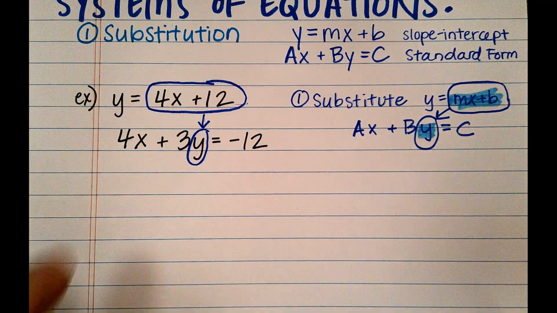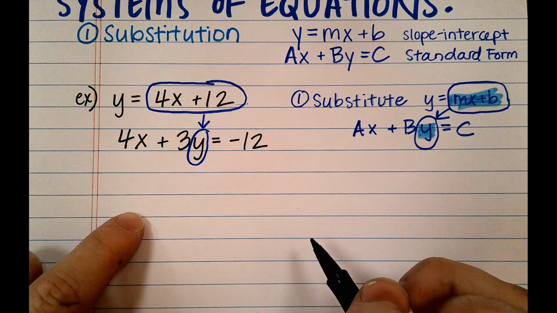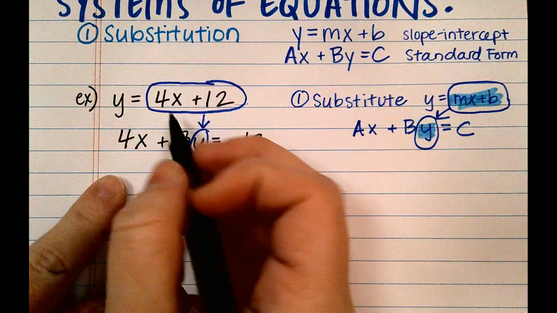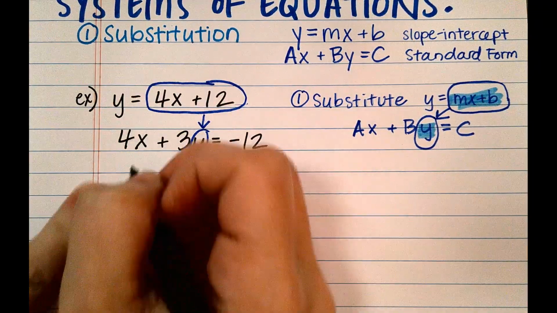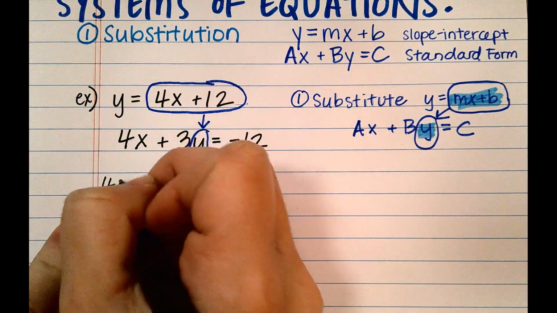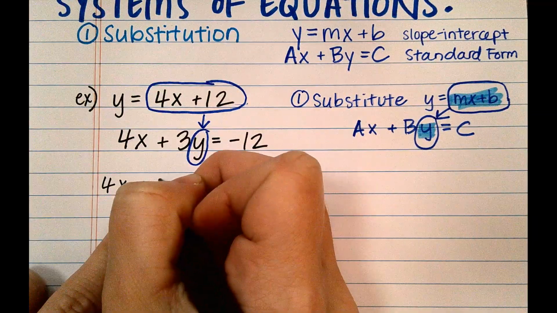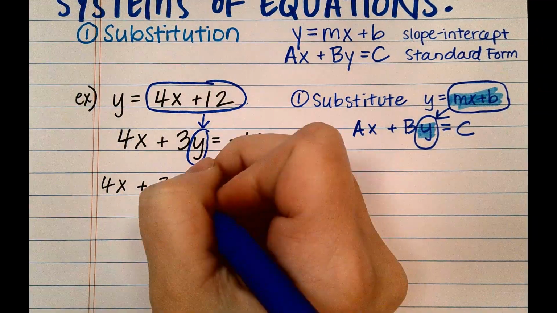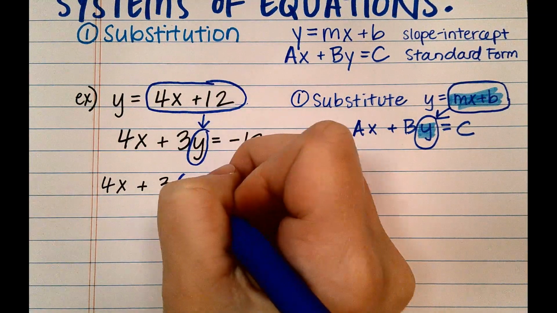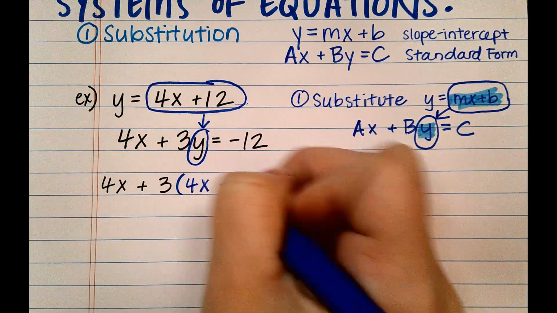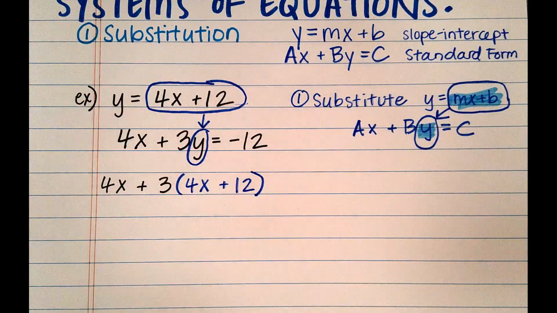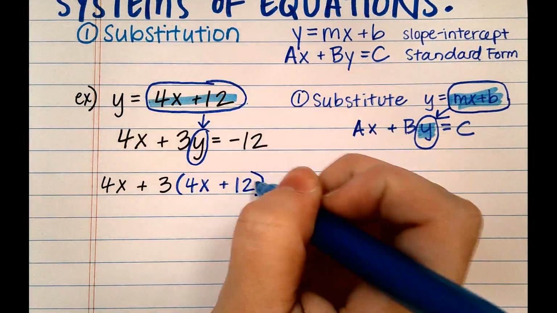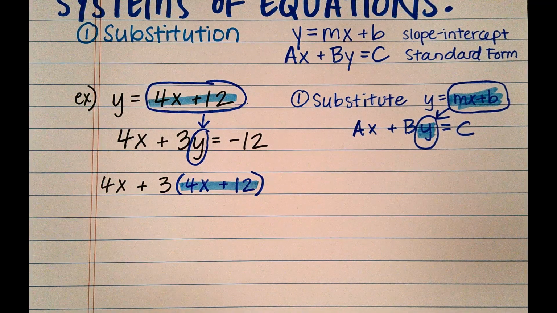Did we put the 4x plus 12 in the parentheses? Yes. We put it in parentheses. Thank you for reminding me. So when I rewrite this, I'm going to put 4x plus 3, don't put y, put instead 4x plus 12. Close your parentheses. Okay, so I've done that.